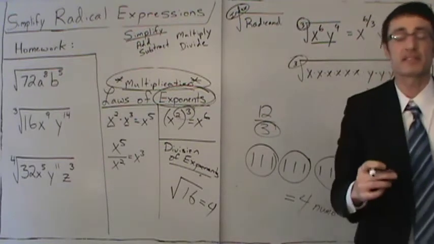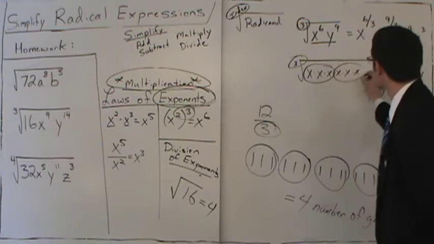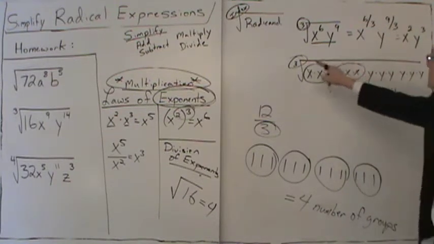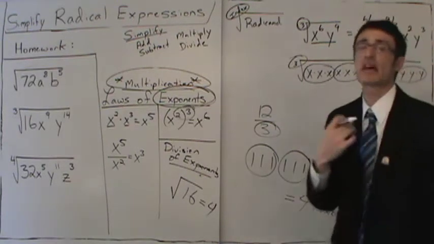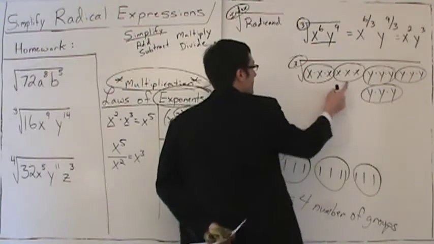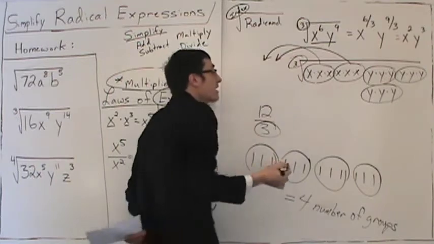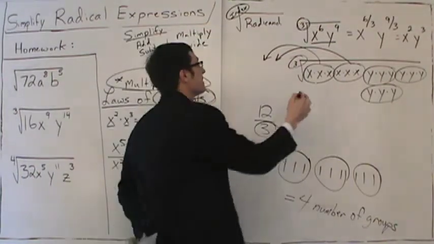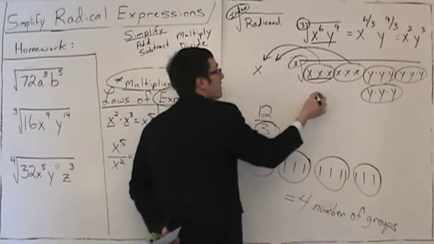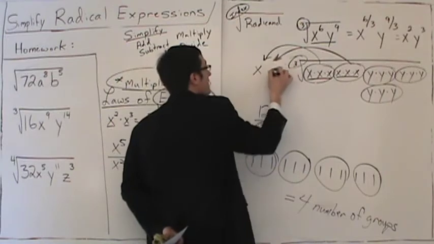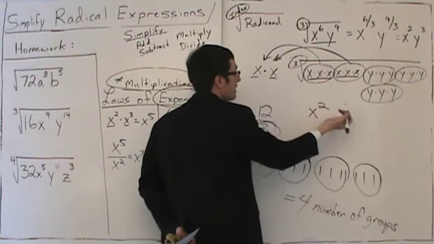Since we're dividing by 3, this is the same as circling groups of 3. So we're going to circle a group of 3 x's, circle another group of 3 x's. And now circle groups of 3 y's. So circle a group of 3 y's, circle a group of 3 y's, and circle a group of 3 y's. Now the question is, how many groups did you have? Well, how many groups of x's? Every group of x's becomes 1 x on the outside. So this group of 3 x's comes out, becomes an x. This group of 3 x's comes out and becomes what? An x. And we multiply these together. X times x gives an answer of x squared.